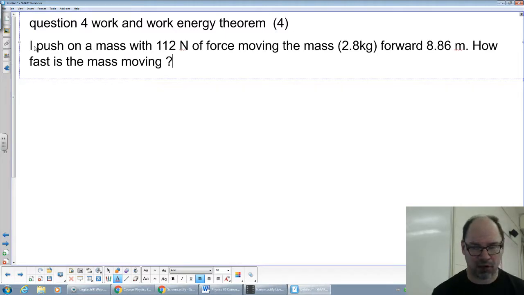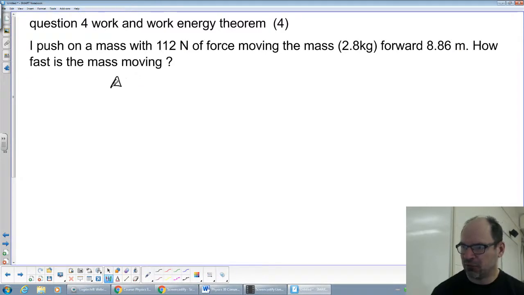Okay, so you can try that one. Pause. Try it. So work energy. Okay, so if you unpause it, you're basically using the work energy theorem. Change in energy equals work done. The change in energy is going to be kinetic, so that's mv squared over 2. It's going to equal the work done, which is force times distance.